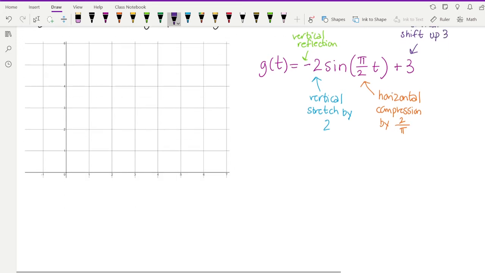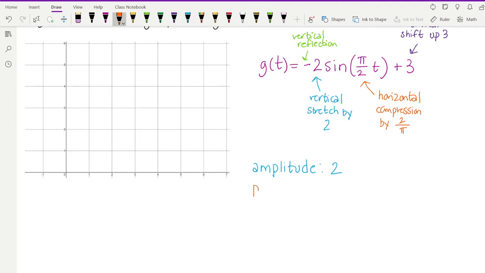Okay, so now that we have all this information, let's write down a few other characteristics of this graph. So because of the vertical stretch, we know that the amplitude has changed, right? The amplitude, remember from the last video, is the measurement from the midline to the highest point on the graph. And so because it's been stretched by 2, the amplitude is no longer going to be 1, it's going to be 2.